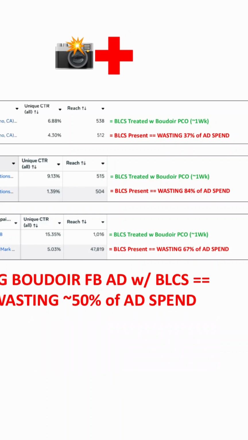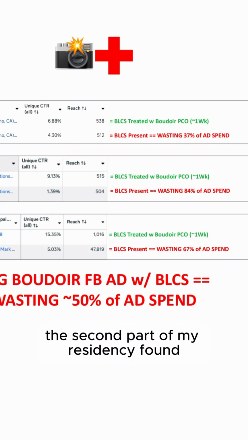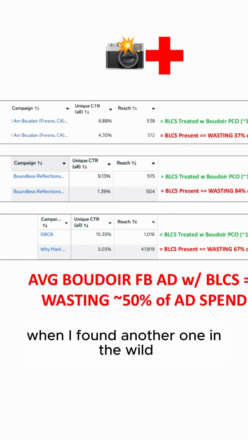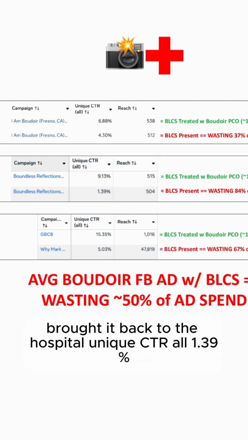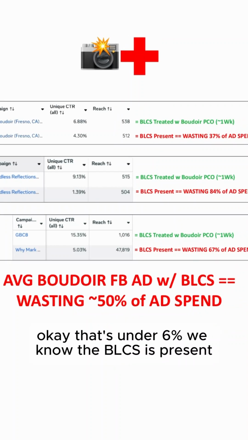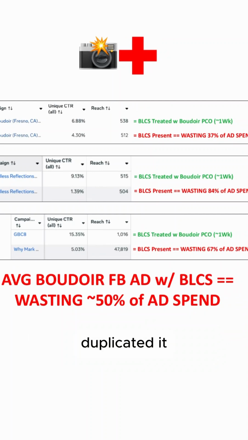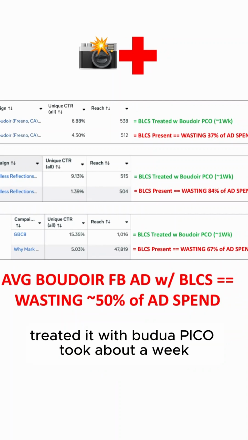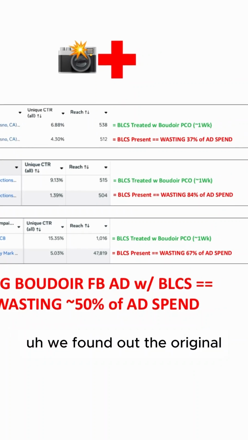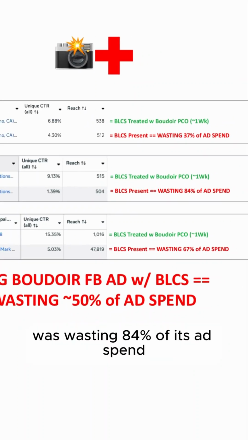Now, the second part of my residency, I found another one in the wild, a Boudoir Facebook ad, and brought it back to the hospital. Unique CTR all 1.39%. Okay, that's under 6%. We know that BLCS is present. Duplicated it, treated it with Boudoir Pico, took about a week, and got the unique CTR all up to 9.13%. So that's insanely good. We found out the original was wasting 84% of its ad spend.